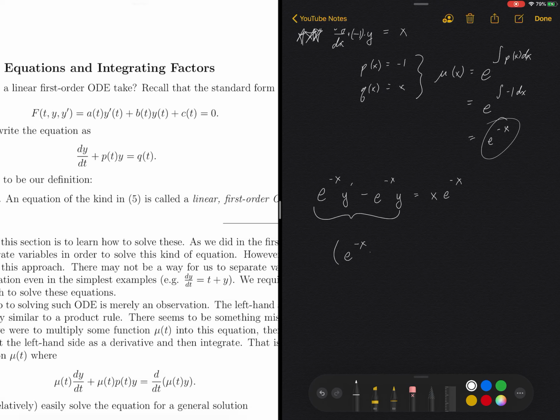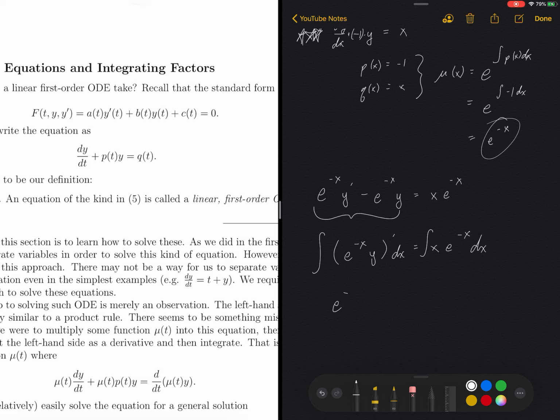Great. Wonderful. What was the point of that? Well, if we take a look at the left-hand side, we can observe this is exactly what happens when you differentiate and use the product rule on e to the minus x times y. Go ahead and double check this, right? Make sure that if you differentiate the product, you actually wind up with this thing in the curly brace. Math is not a spectator sport. Make sure you've got a pencil and paper handy as you're walking through these yourself.